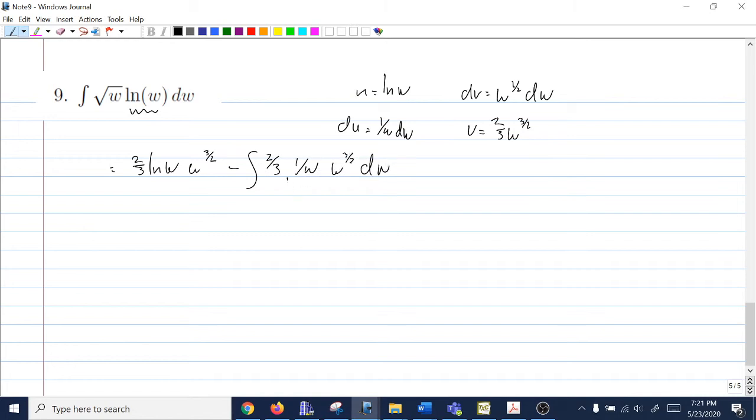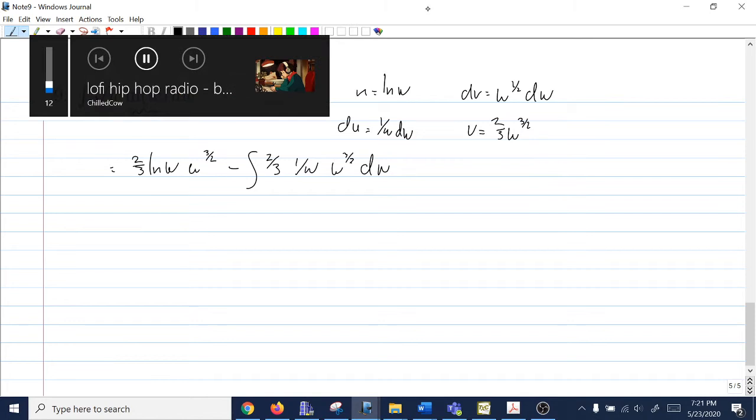I see so many students who integrate this now and get natural log and integrate this and get w to the 5/2, and you can't do that. The whole reason we have integration by parts is the product rule is not as simple as the derivative of the one times the derivative of the other. If it was, we wouldn't need integration by parts in the first place. But this is doable because I can smush those two things together.